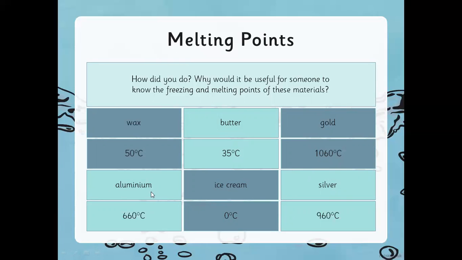Aluminium is a type of metal, and that melts at 660 degrees Celsius. Ice cream melts at 0. Again, if you held ice cream in your hand, it would melt, wouldn't it? On a very hot day, if you've got an ice cream, it melts very quickly because the temperature is usually above 0 degrees on a summer's day. And silver melts at 960 degrees Celsius. Silver is a type of metal as well.